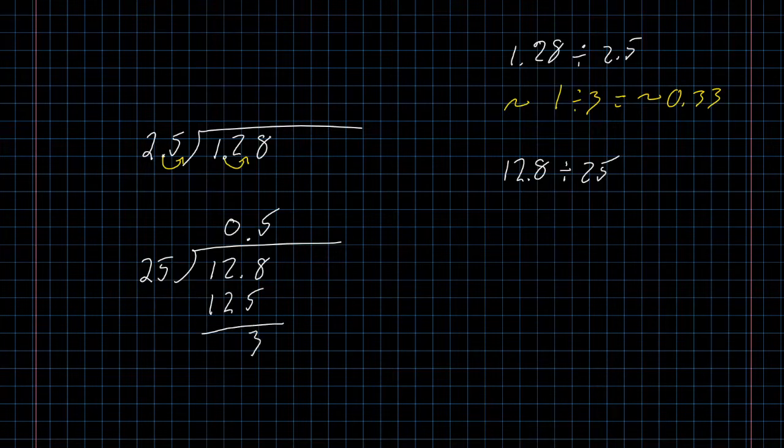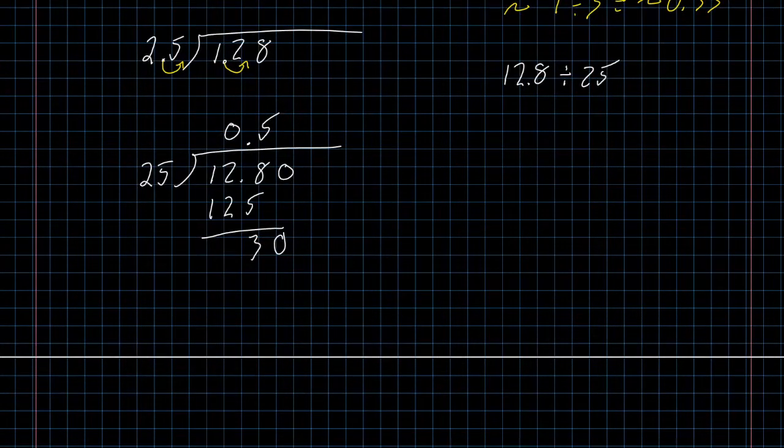Subtract that off and you get 3. All right, put in a 0 so we can drop that down and we can keep going a little bit. Why not? 25 fits into 30 once. 1 times 25 is 25. Subtract that off and you get 5. Put in one more 0 that we can drop down. 25 fits into 50 twice. 2 times 25 is 50. Subtract that off and you get 0.